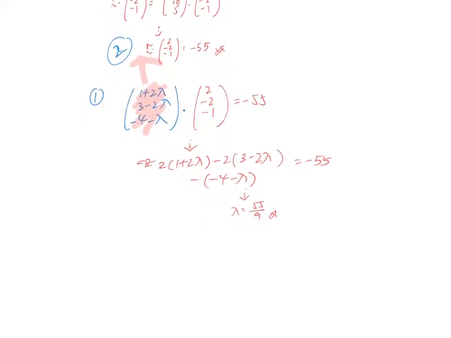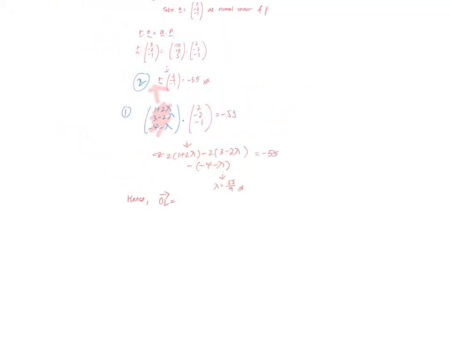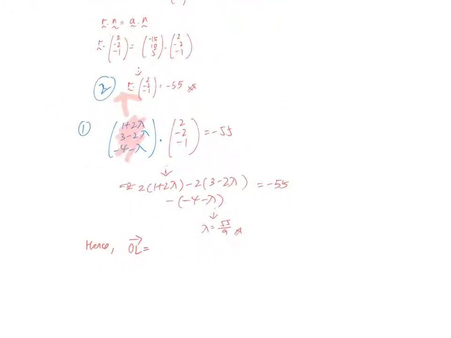Hence, I know it's a long question, so bear with me. After you found lambda to be -55 over 9, just substitute back into your OL. OL equals (-101 over 9, 137 over 9, 19 over 9). That is the OL.